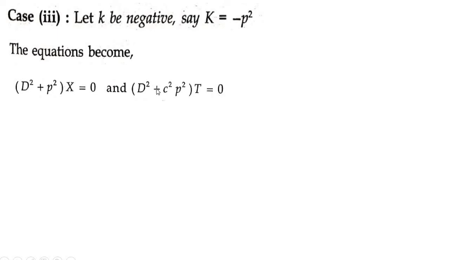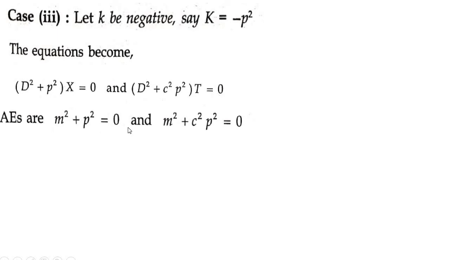Minus into minus equal to plus c² p² t equal to 0. So the equation becomes (D² + p²)X = 0 and (D² + c²p²)T = 0. Okay, so next we'll write its auxiliary equation. What are the auxiliary equations? m² + p² = 0, and m² + c²p² = 0.